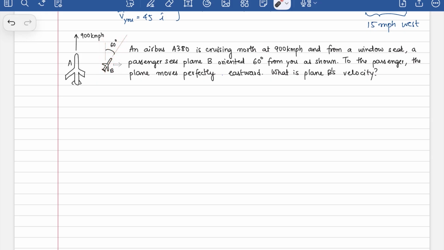Now, to you, the plane moves perfectly eastward, which means that it's as if this plane is oriented in this way and it's just moving to the east away from you. Okay, what is plane B's velocity is the question. I hope that's more interesting.